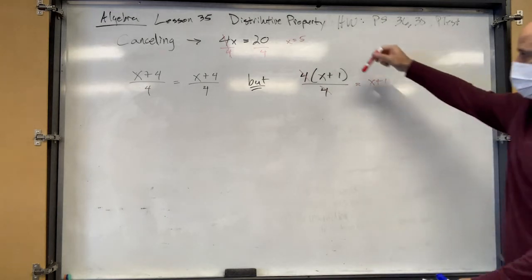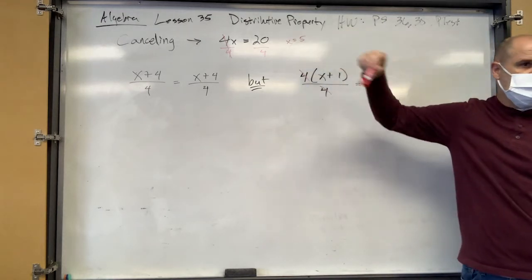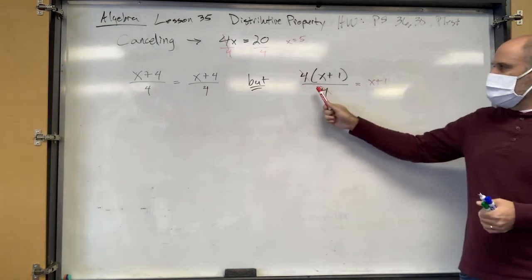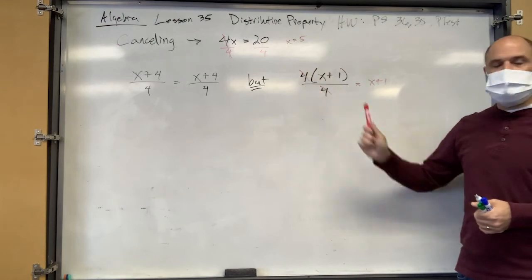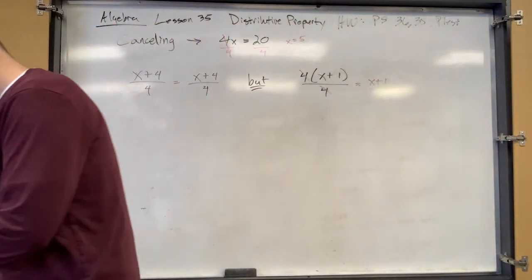This is factored. Factors are multiplied by each other, right? That's what it means to factor. You say, what times what equals this? Well, if this is being multiplied by 4 and then divided by 4, you can cancel it. Okay? All right, so let's try some examples.